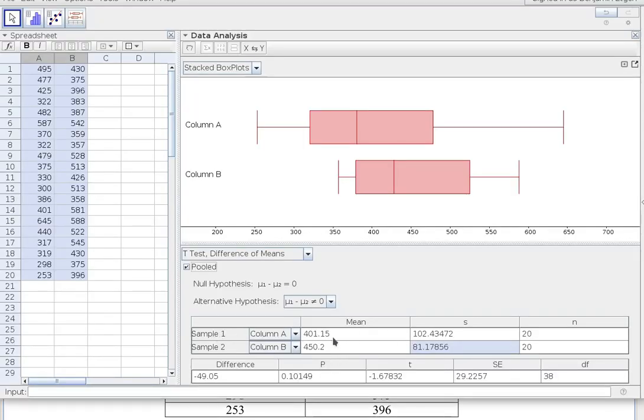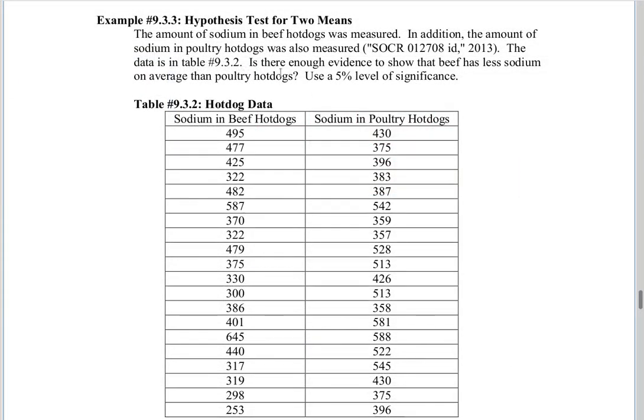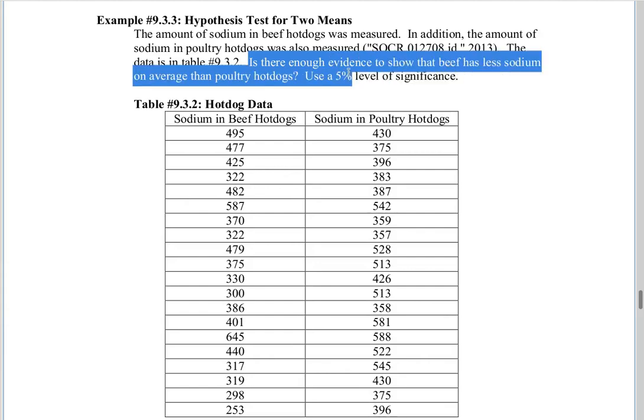So it looks like for the first sample, the mean was 401. For the second sample, the mean was 450. So it certainly looks to me like there's less sodium in the first sample than the second. So let's see if that agrees with what our text is asking. Is there sufficient evidence to show that beef hot dogs have less sodium on average than poultry hot dogs?